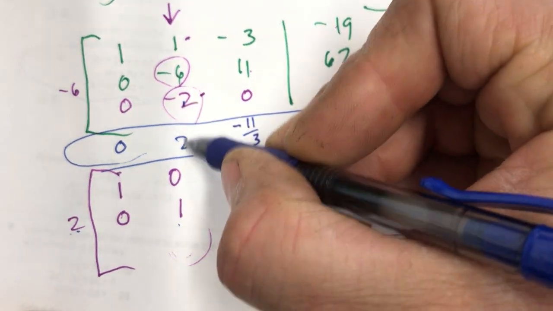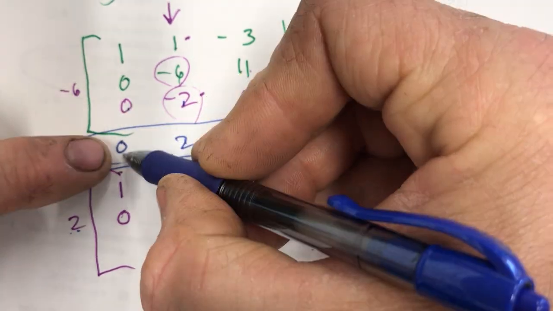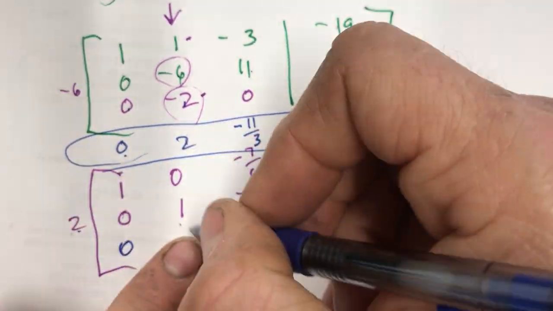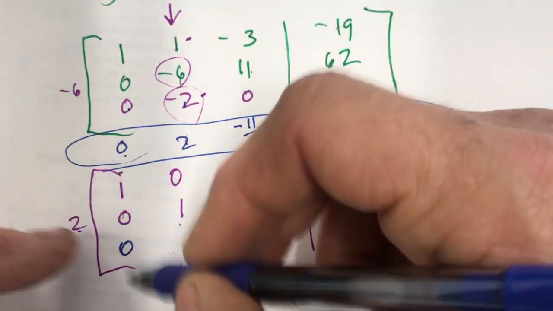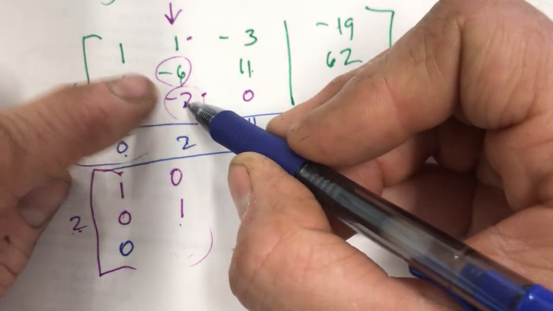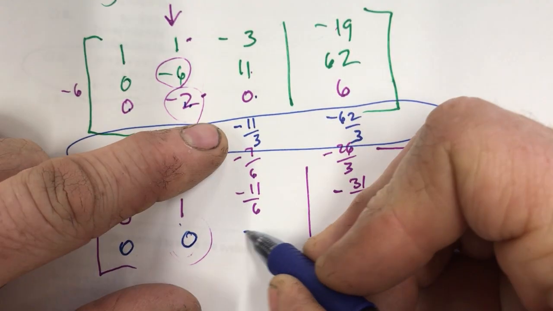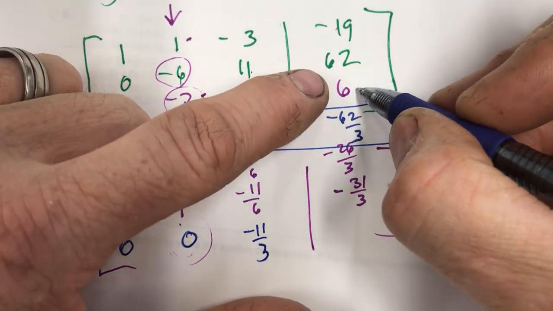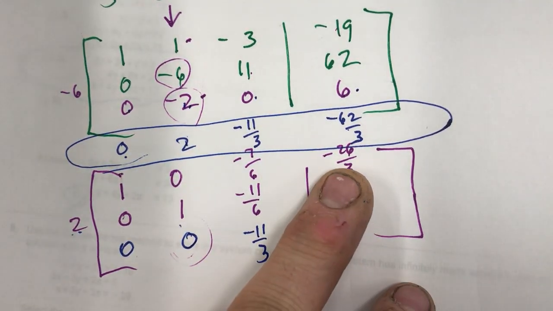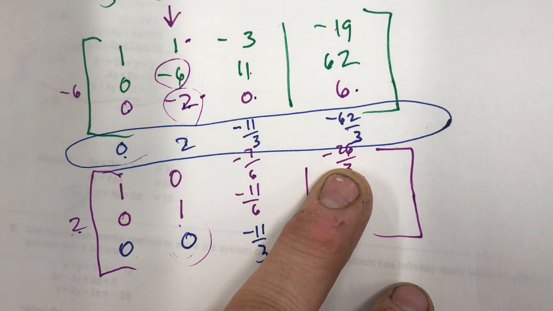And now, see, I can add these, and that gives me a 0. So 0 plus 0 is 0. See, when I do this row here, or this column, it doesn't mess up the first column. Negative 2 plus 2 would be 0. 0 plus negative 11 thirds is negative 11 thirds. Then 6 plus negative 62 over 3 is negative 44 over 3.